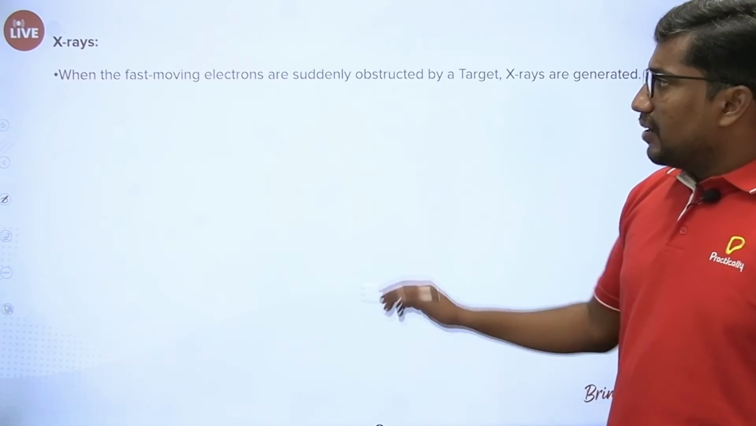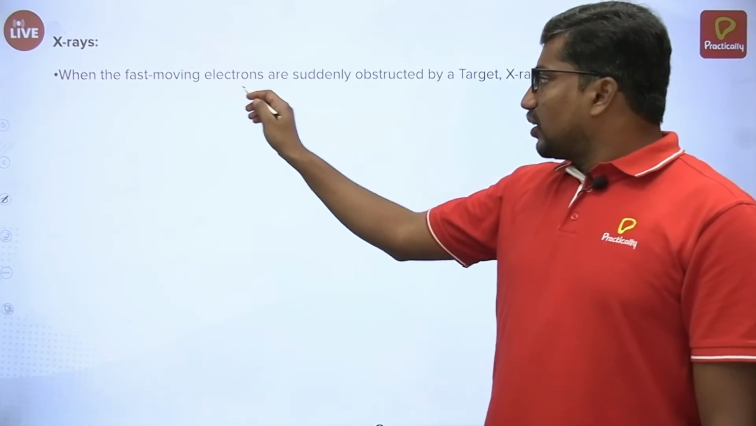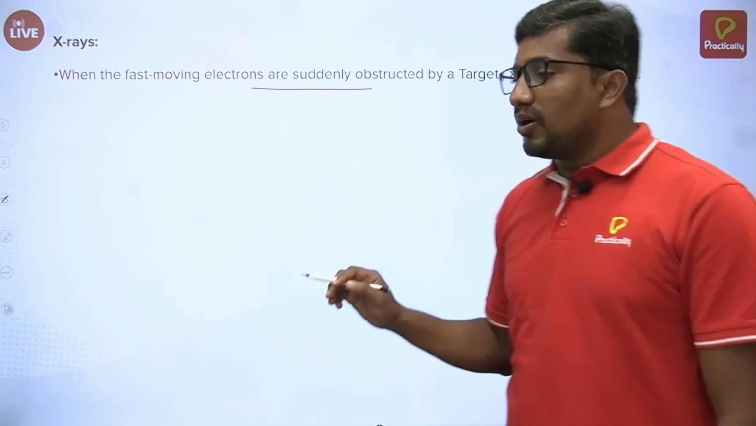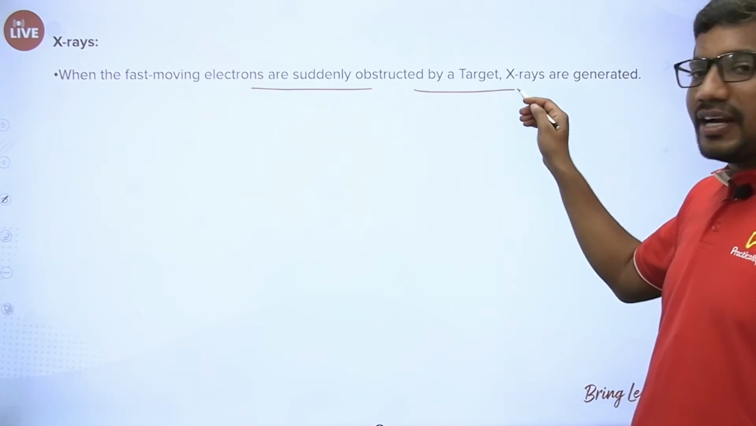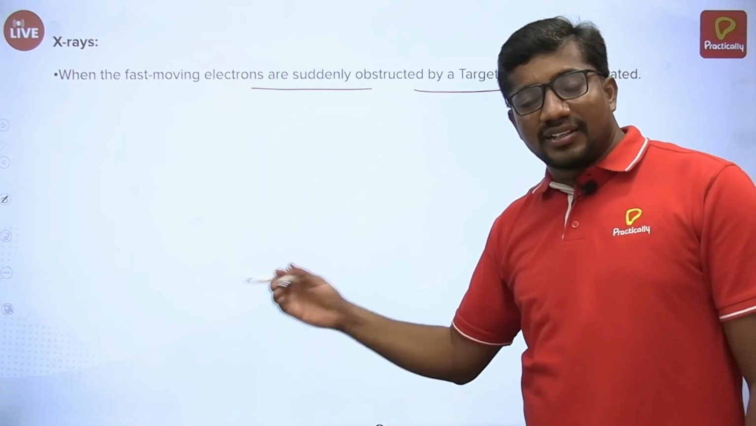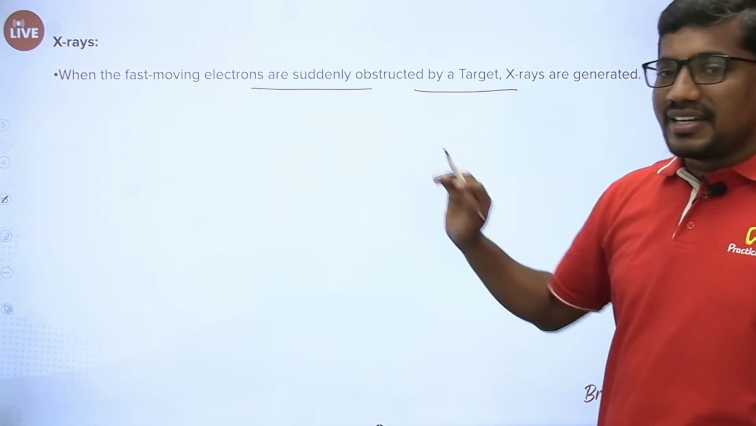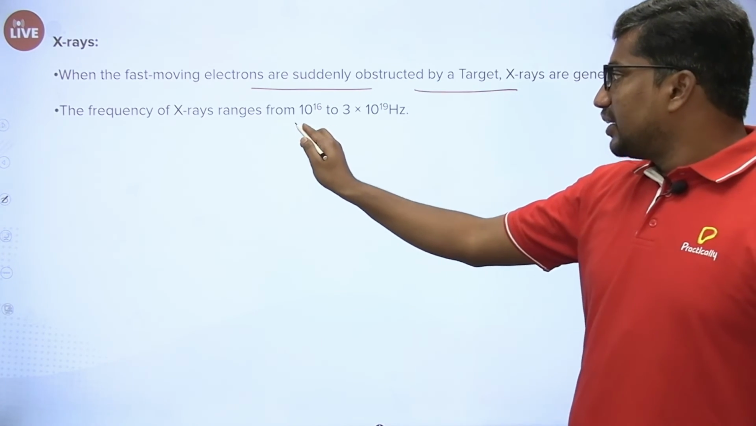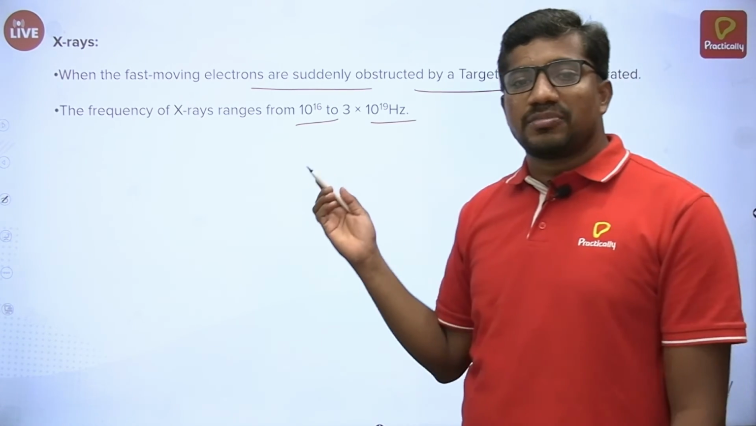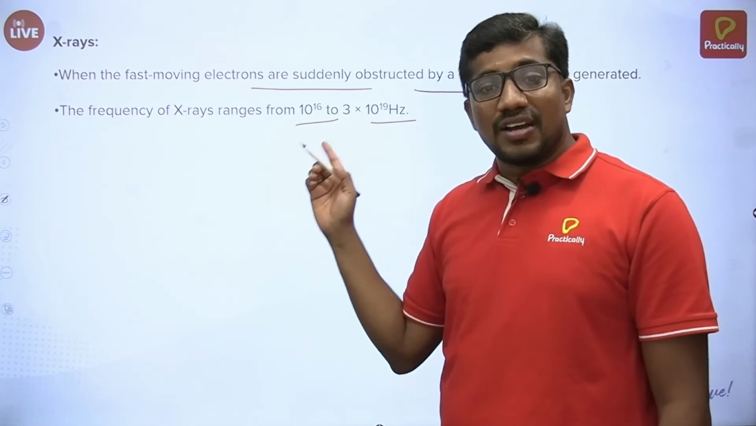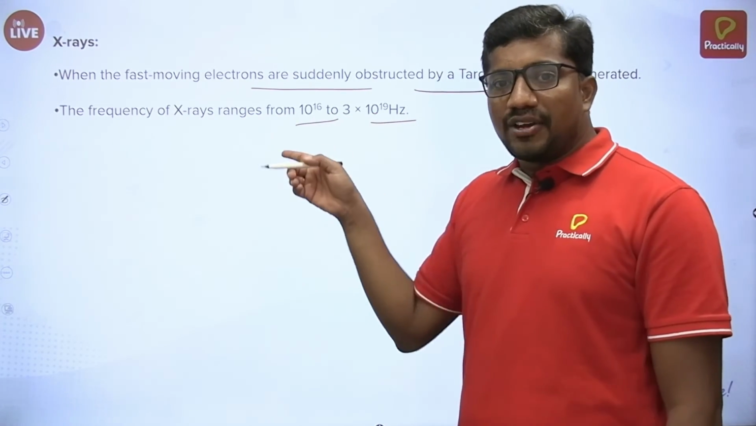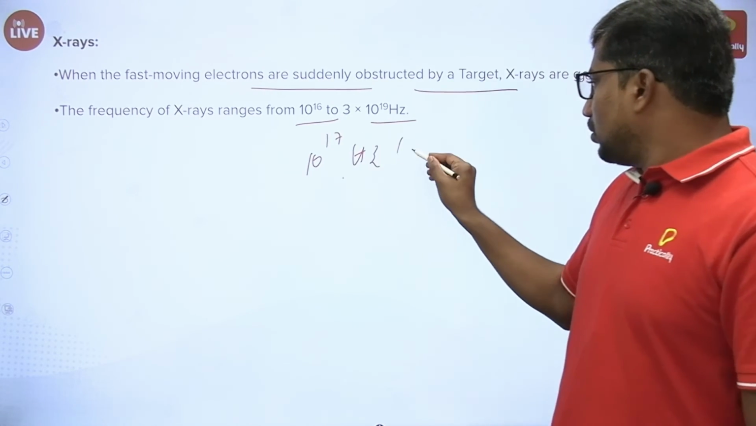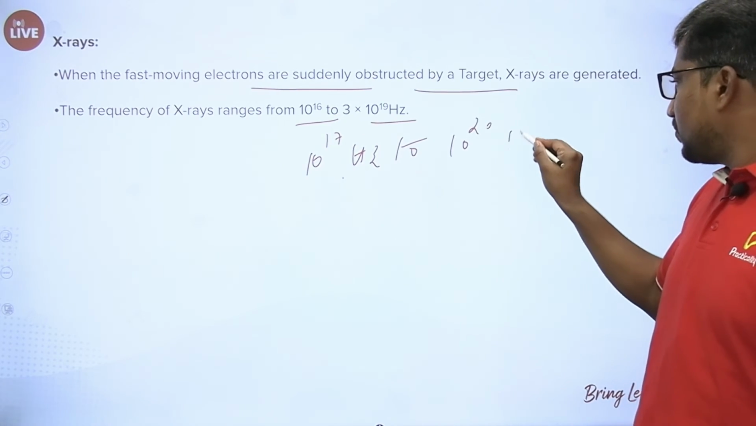X-rays: when fast moving electrons are bombarded or strike a target, X-rays will be produced. Electrons are suddenly obstructed by a target, they strike the target, then X-rays will be produced. The frequency range of X-rays is from 10^16 Hz to 10^19 Hz, and in some textbooks you can find it is from 10^17 Hz to 10^20 Hz. Earlier you have seen 10^17 Hz to 10^20 Hz also.